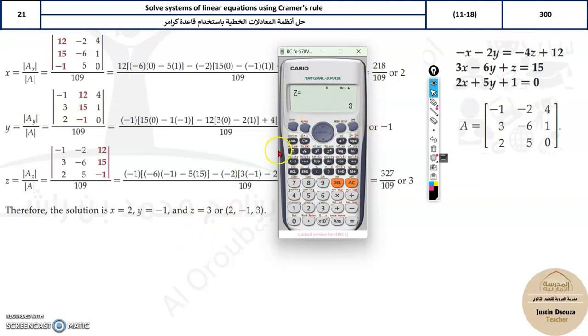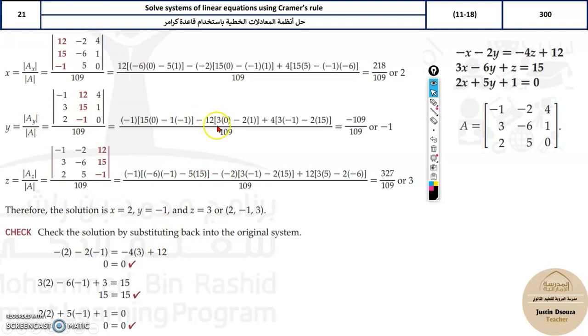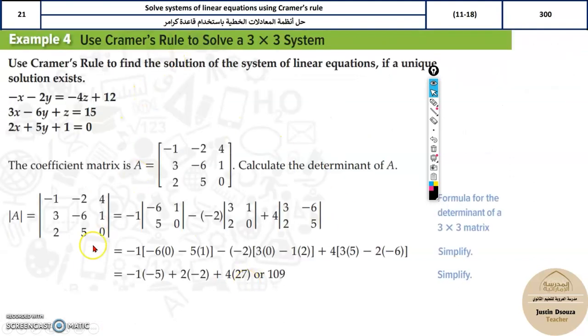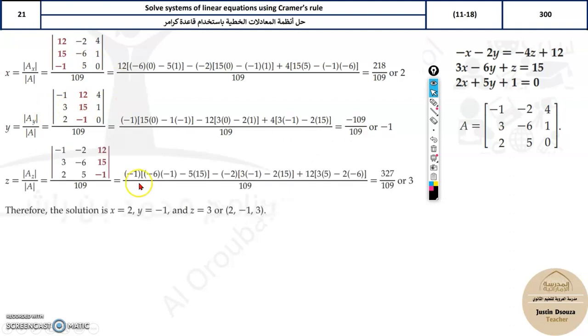You can check it using your calculator, but you need to write everything. Otherwise, you won't be getting marks. This would be around 6 to 7 marks per question. So please make sure you write it in detail. If it's a 3 cross 3 matrix, it takes a lot of time, but it's pretty straightforward. Just remember to solve for the determinant. Once you know how to solve for the determinant, it is very, very easy.